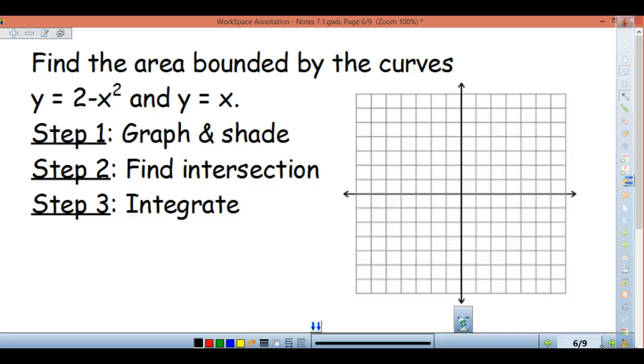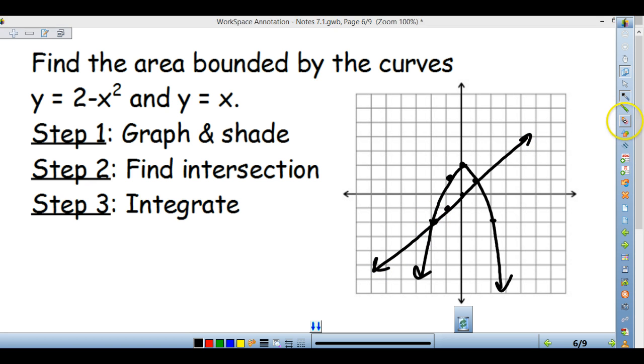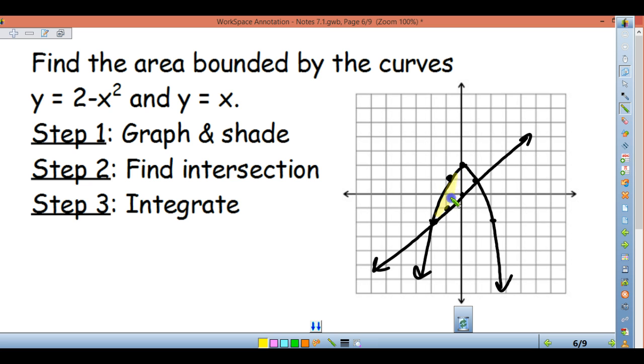So let's find the area bounded by the curves y equals 2 minus x squared and y equals x. Okay, so we're shifted up 2, opening down. So this time they didn't end up giving us any boundaries, they just gave us these two equations as our boundaries. All right, so if they want us to find the region where these intersect, that would be the yellow region that we have right here.